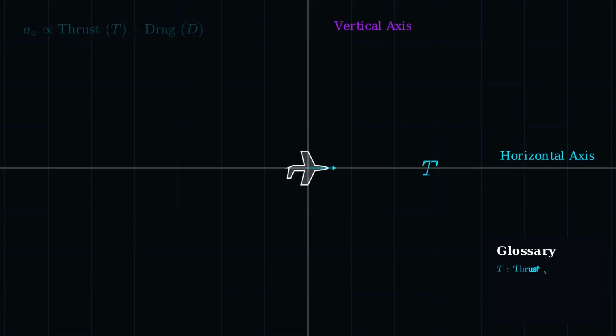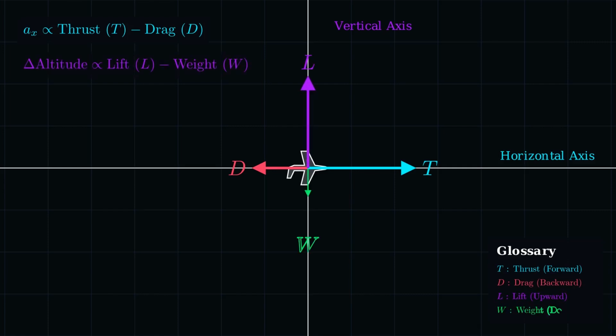Look at what this tells us. On the horizontal axis, your acceleration depends on thrust pushing you forward minus drag pulling you back. On the vertical axis, your altitude changes based on lift pushing you up minus weight pulling you down. For a plane to cruise smoothly at a constant altitude and speed, acceleration must be zero. That means thrust must equal drag, and lift must equal weight.